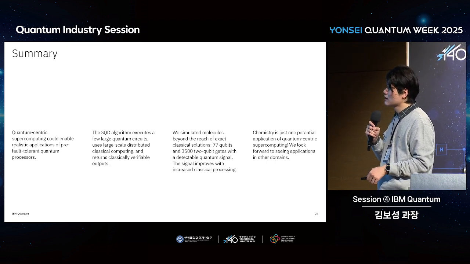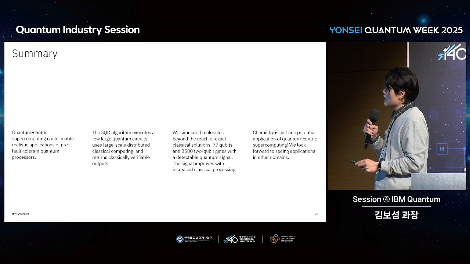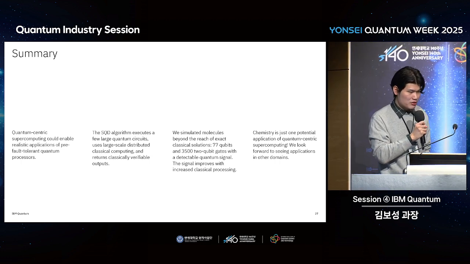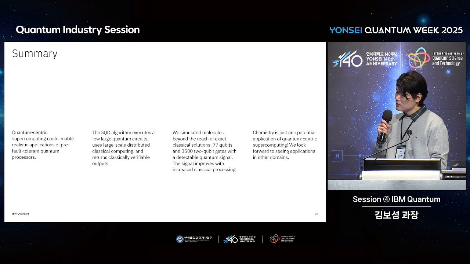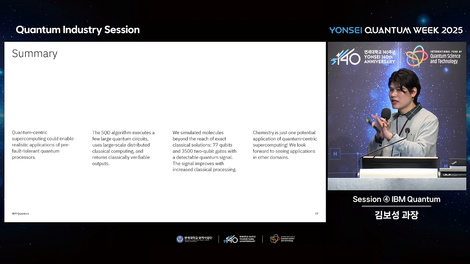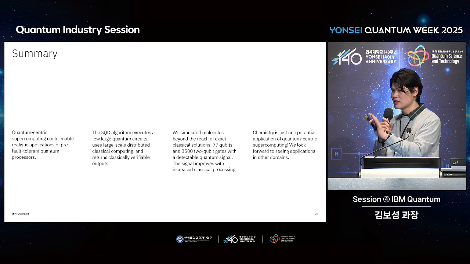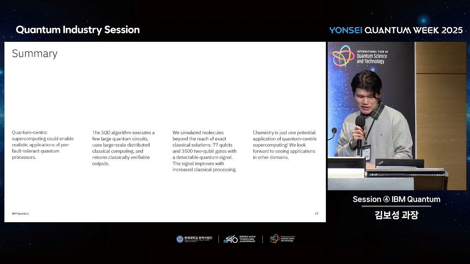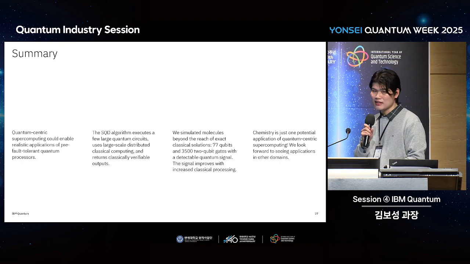And lastly, chemistry is just one potential application of quantum-centric supercomputing. So you can see that there is potential for applying this whole protocol to many different areas. And this is why we are looking forward to seeing applications in other domains.